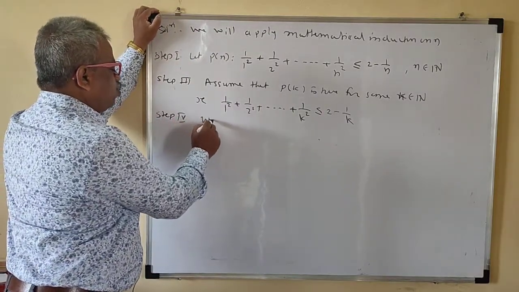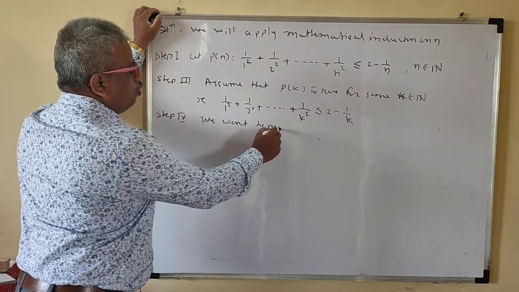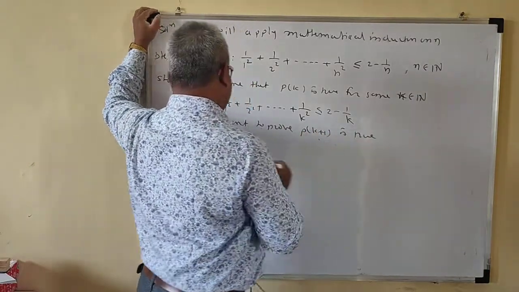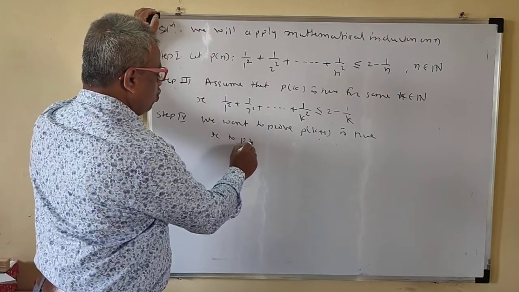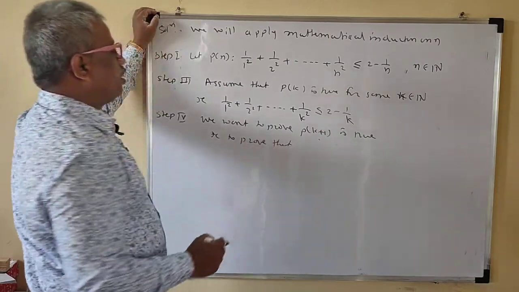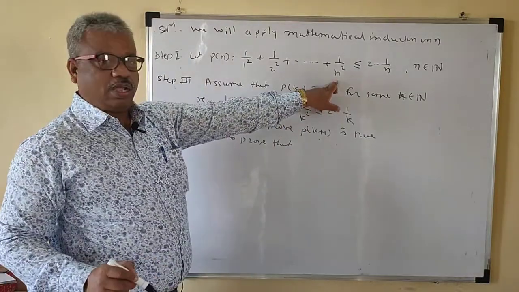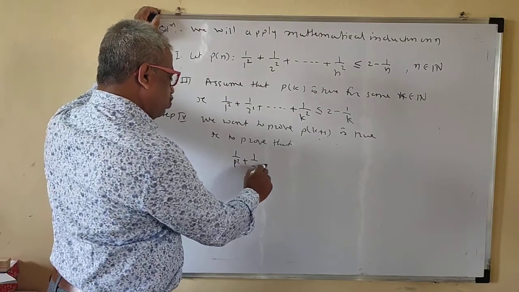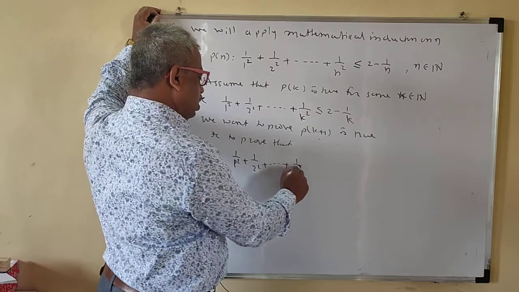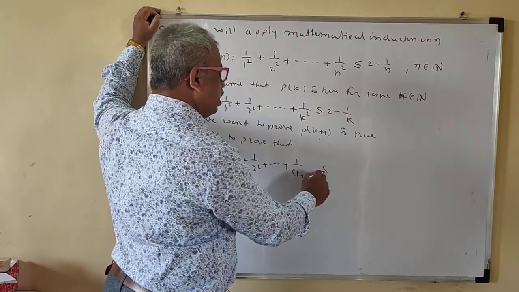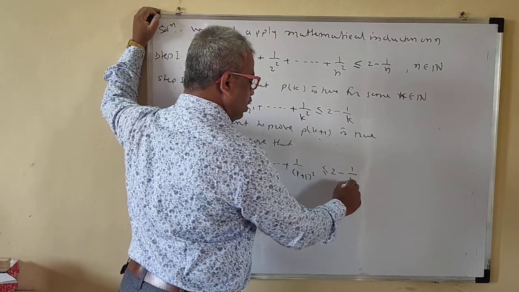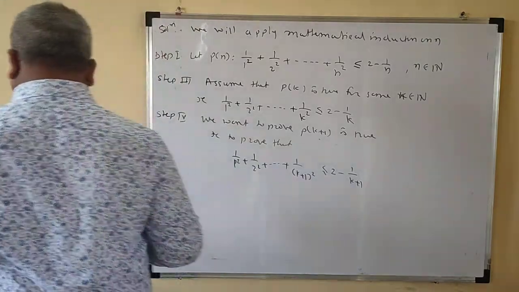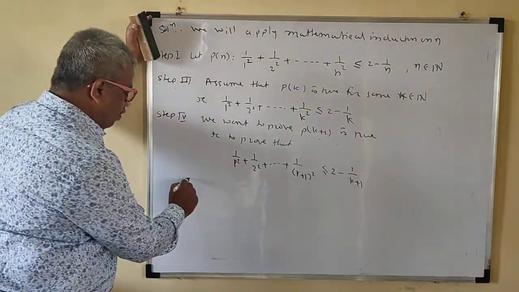Step 4. We want to prove P(k+1) is true. So you have to replace n with k+1. So 1/1² + 1/2² + ... + 1/(k+1)² ≤ 2 − 1/(k+1). This we want to prove, so we have to prove this one.